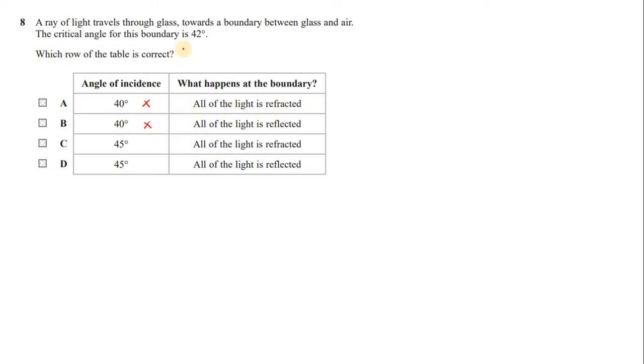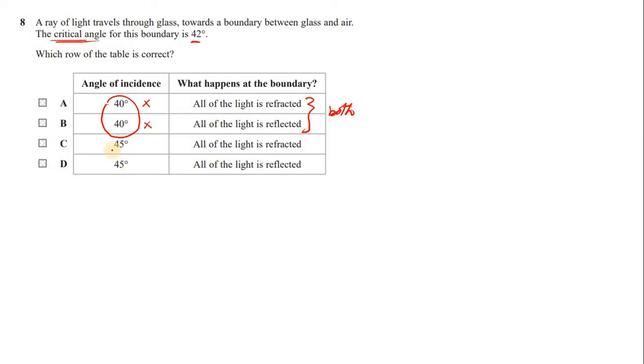The reason is, if the angle is less than the critical angle, both are less than the critical angle, because they are saying critical angle is 42. So 40 degrees is less than the critical angle. Practically, for all incident angles less than the critical angle, we always have refraction and reflection both at the same time. So we would have both. So A and B cannot be our option.